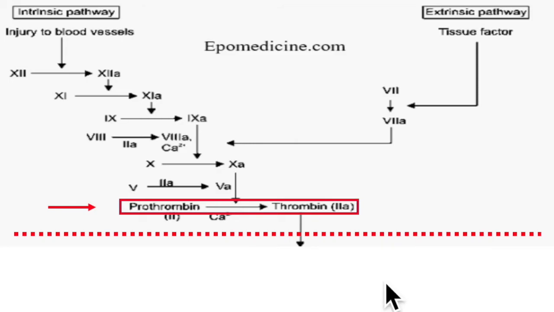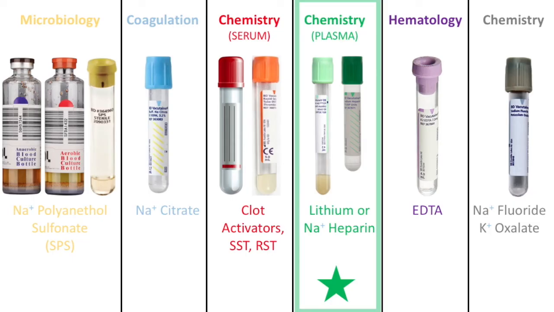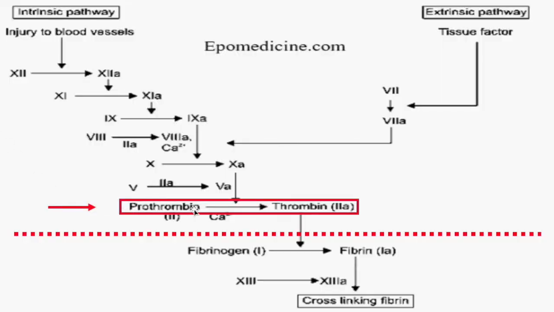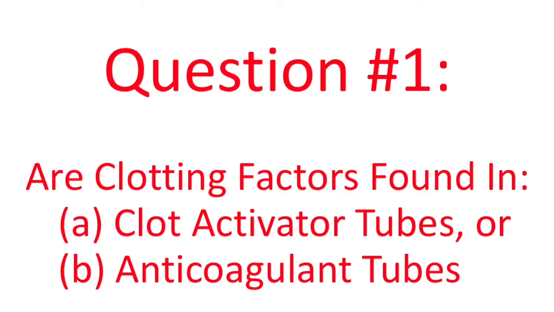Remember, we have to have all these things in place in order for us to form a stable mesh clot. Those tubes are our heparin tubes. Both lithium heparin and sodium heparin prevent the blood from clotting by inhibiting the conversion of prothrombin to thrombin, thus preventing the clot. So I have a question for you. Are clotting factors found in A, clot activator tubes, or B, anticoagulant tubes? I'll give you just a second to answer this.